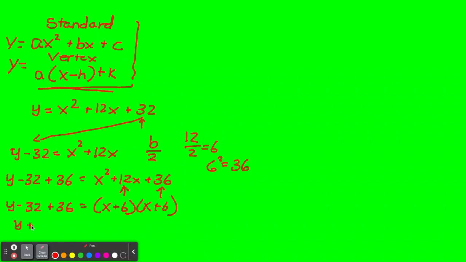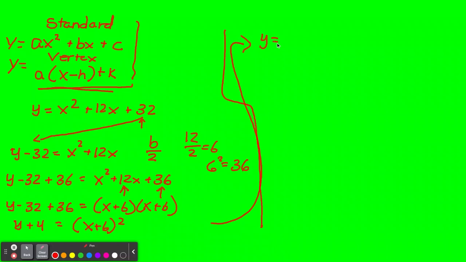Y plus 4. How do we get to plus 4? Well, negative 32 plus 36 is plus 4. And since we have two of these x plus 6's, we can say x plus 6 squared. And we're almost at vertex form. Almost there. Let's bring this whole thing up over here. So we want y alone, so we're going to say y, and we're going to bring the 4 over by subtracting, and we're going to get y equals x plus 6 squared minus 4, and now that's vertex form.